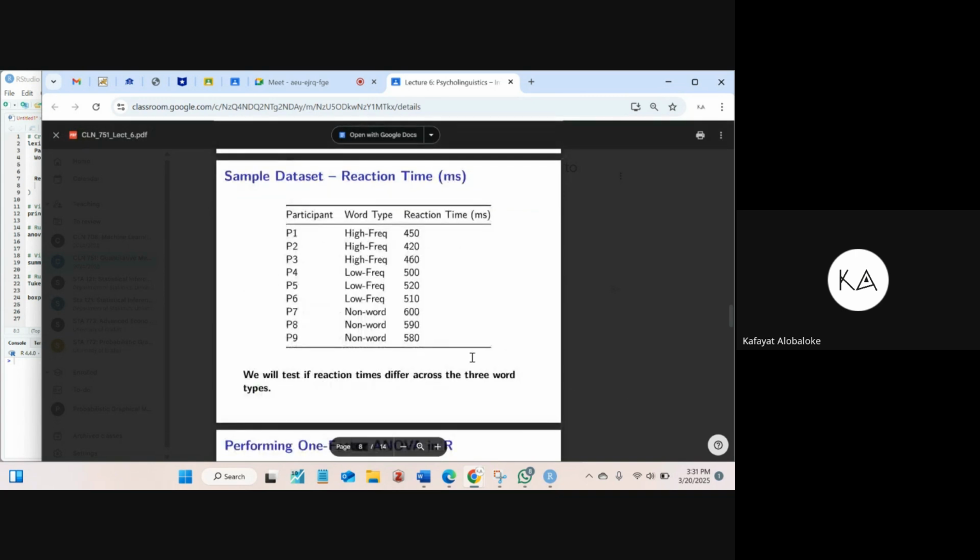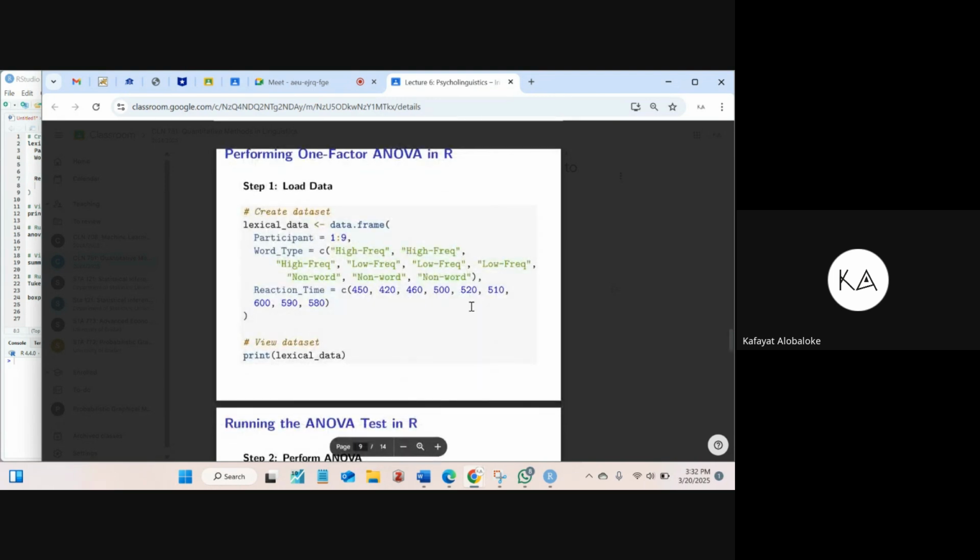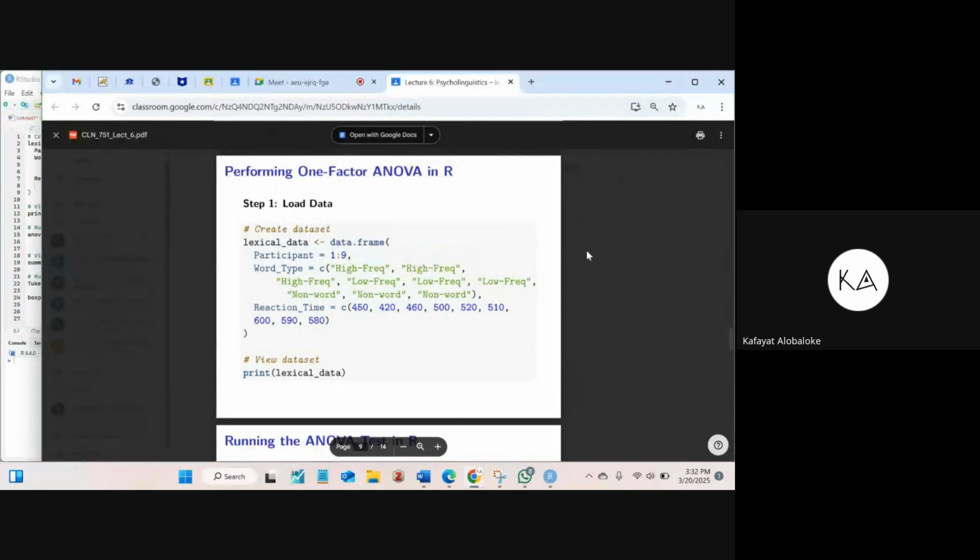And the data we collected is the word type. We have three different word types. You can call them the groups: the high frequency, the low frequency, and the non-word, and their reaction times. Now let's test if the reaction times differ across the three word types. So here we now go to our software to input our codes and perform this analysis.